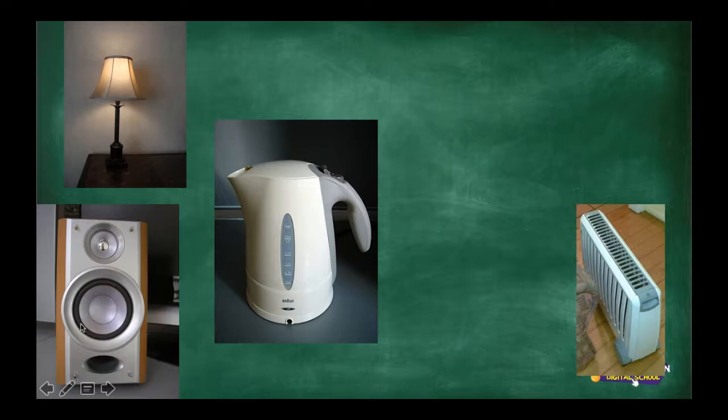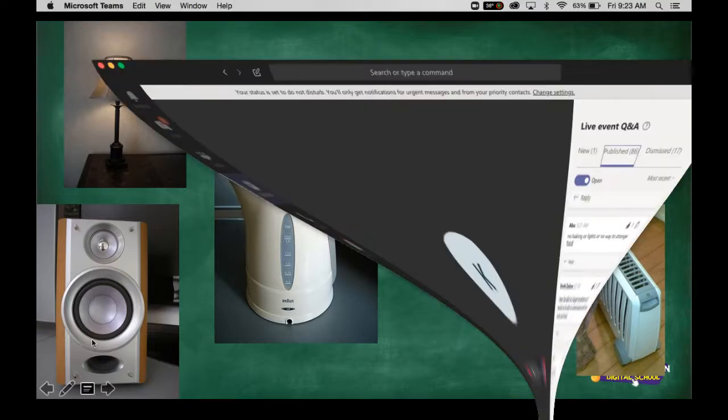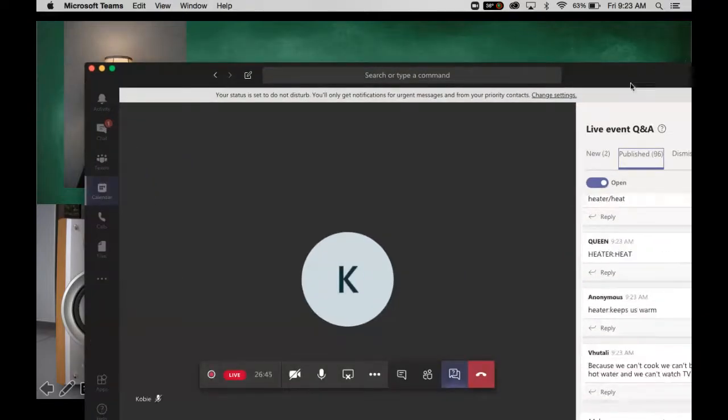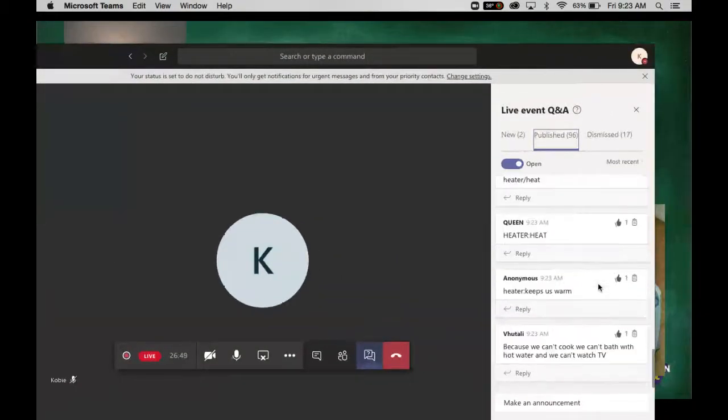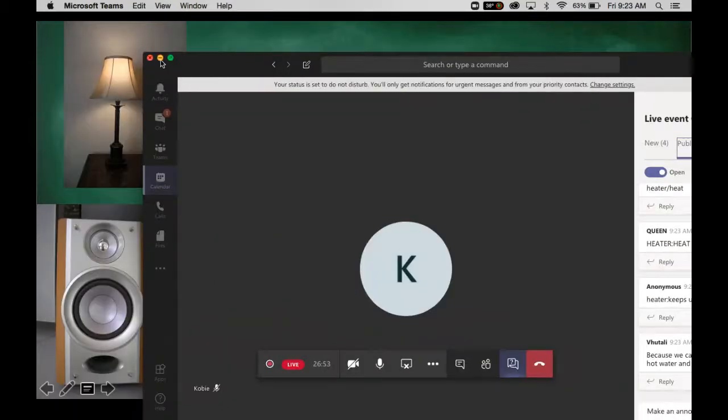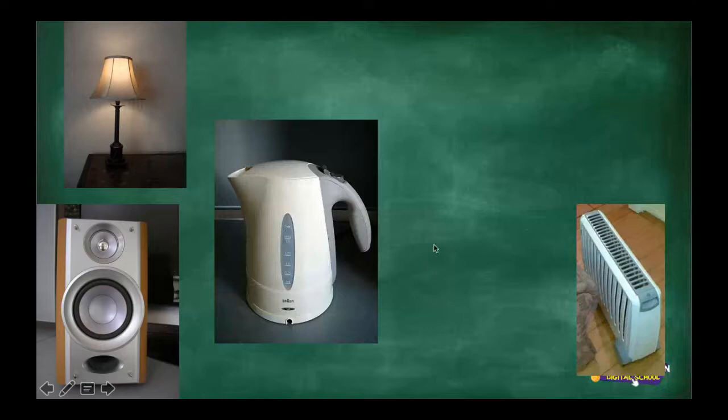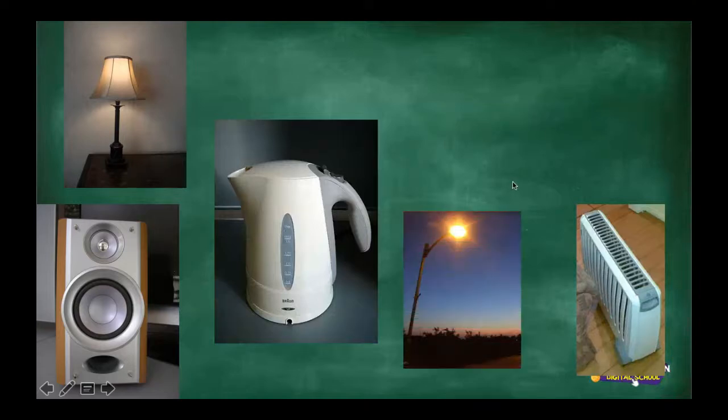What about the speaker? What problem is that solving? Now, what problem is a speaker solving? Couple more to go. That over there is a street light. What problem is a street light solving?